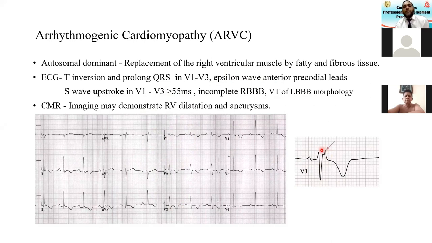This epsilon wave can be found in about 30 to 40% of people, especially in the anterior precordial leads. It's not always, but in some proportion. If you find the epsilon wave, it is more significant of arrhythmogenic cardiomyopathy. There's also an S-wave upstroke in V1 to V3 of more than 55 milliseconds, with incomplete right bundle branch block, and also VT with left bundle branch morphology. These are the findings which can come across in the ECG. Cardiac MRI is the imaging, which demonstrates right ventricular dilatation and aneurysms.